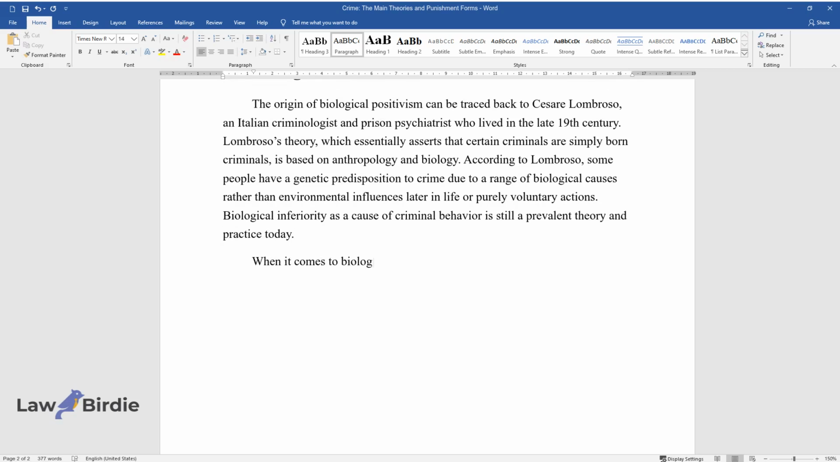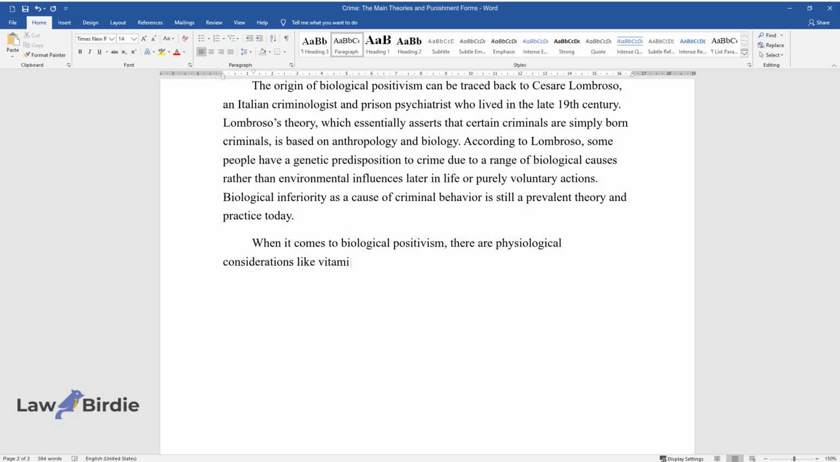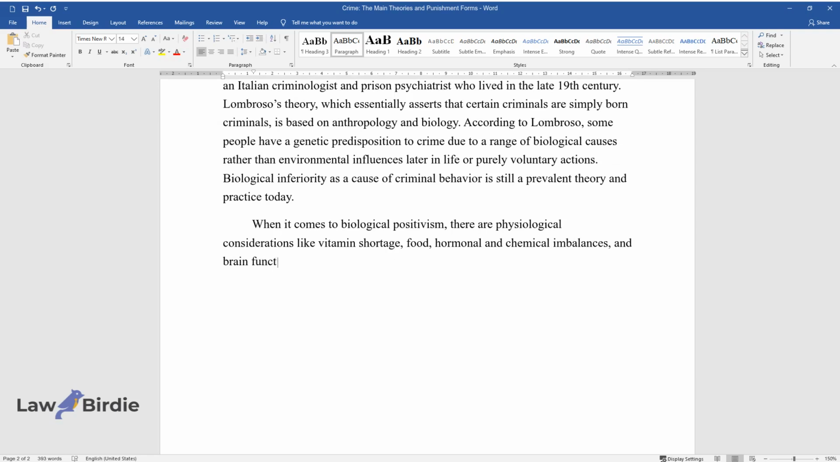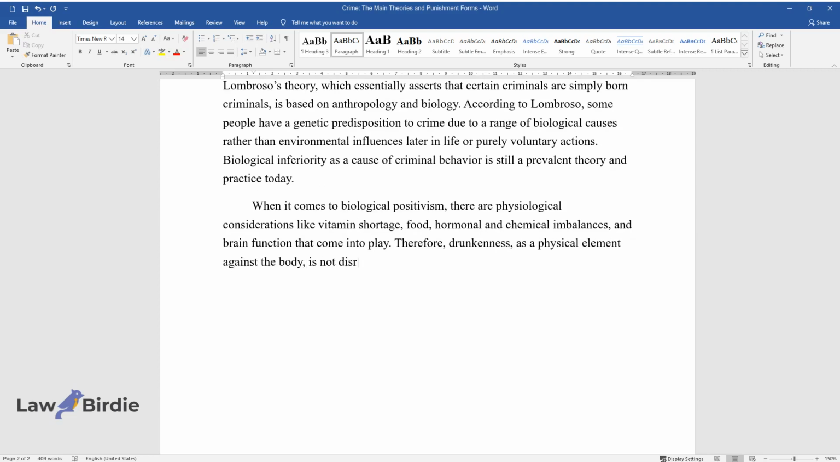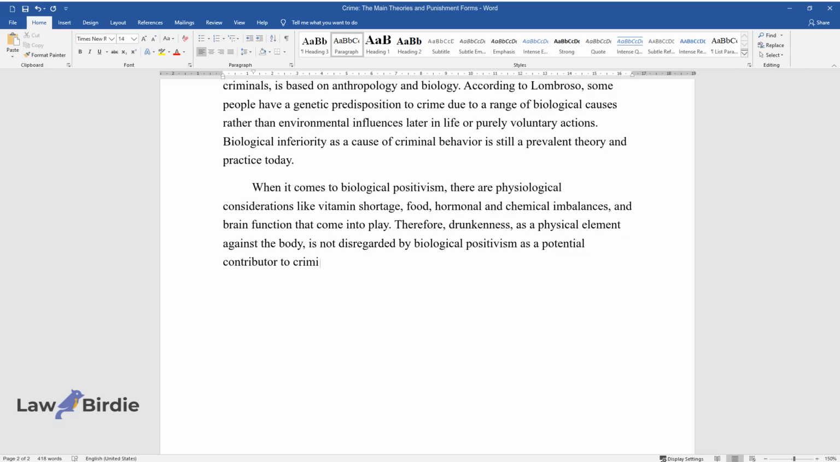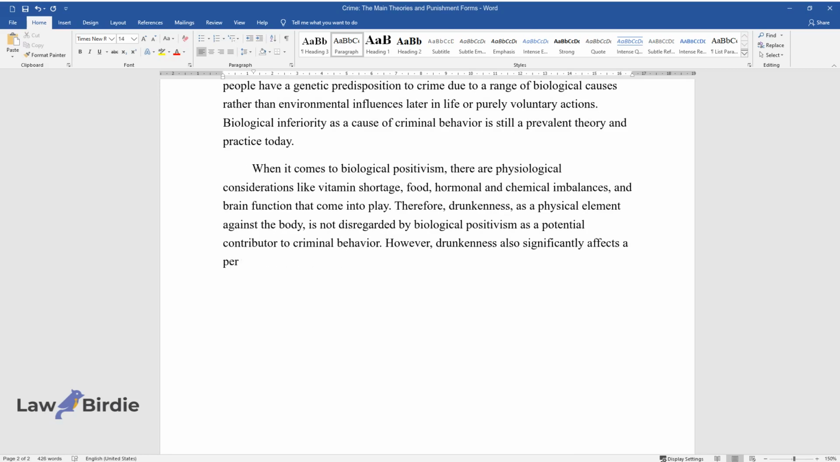When it comes to biological positivism, there are physiological considerations like vitamin shortage, food, hormonal and chemical imbalances, and brain function that come into play. Therefore, drunkenness, as a physical element against the body, is not disregarded by biological positivism as a potential contributor to criminal behavior. However, drunkenness also significantly affects a person's mental health, which gives rise to the psychological positivism theory.